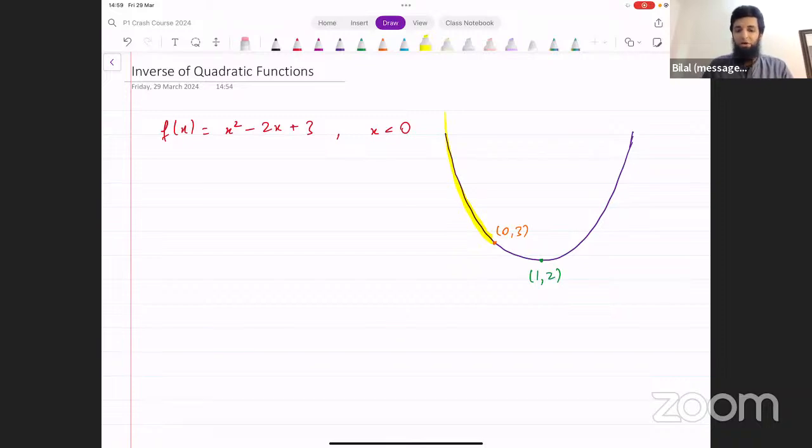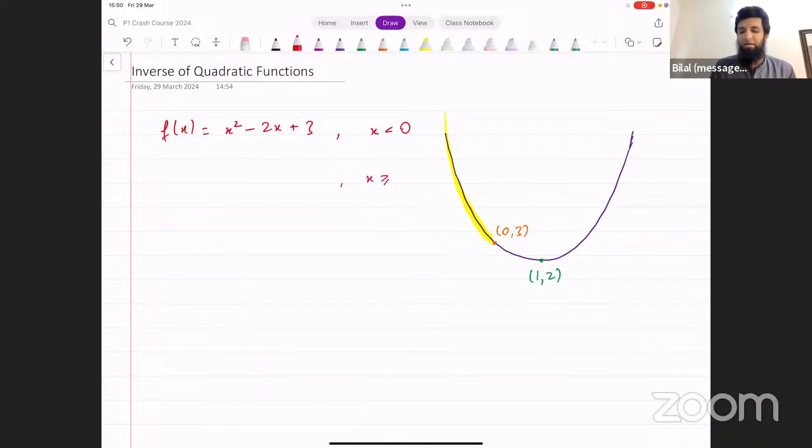That yellow part is one-to-one because in the yellow part, you can't draw any horizontal line that cuts the yellow part at 2 points, right? So the yellow part is one-to-one. So if we had the domain of this quadratic function, x squared minus 2x plus 3, with domain x less than 0, we could say it's a one-to-one function now, and then we could find the inverse of this function. Now, x less than 0 would make it one-to-one.